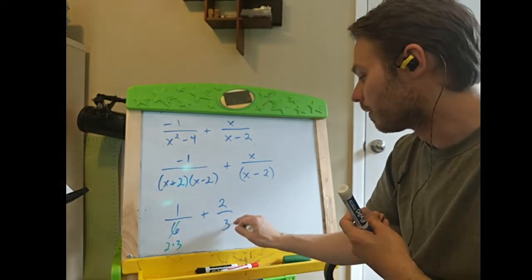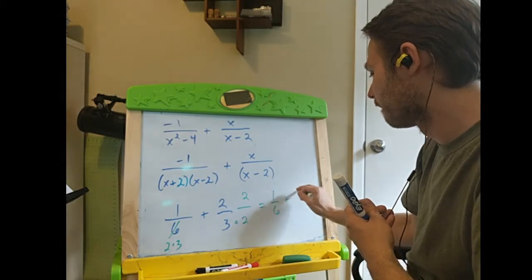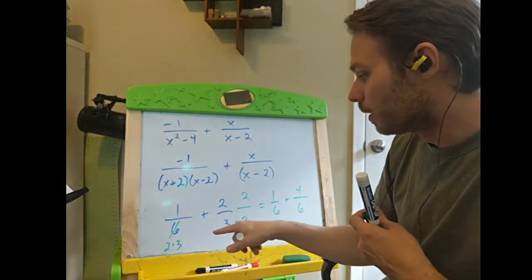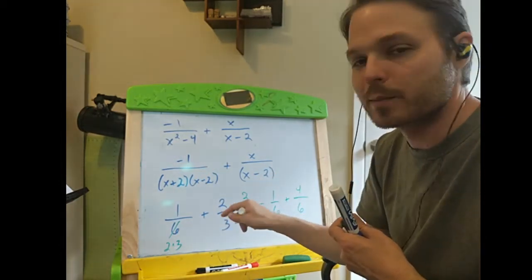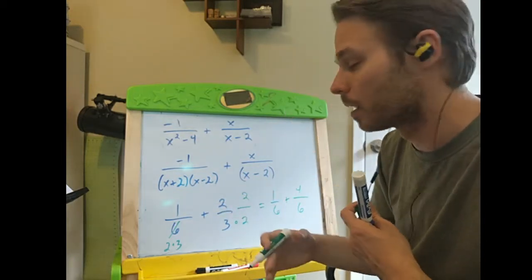All right, so that's why if I multiply this by 2 over 2, now I've got common denominators and I can add them together. You don't have to actually multiply 6 times 3 and get 18. That is a common denominator, but it's not the least common denominator.